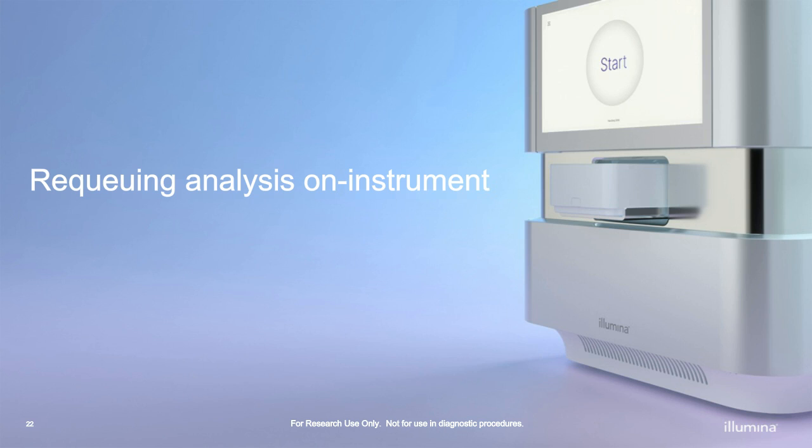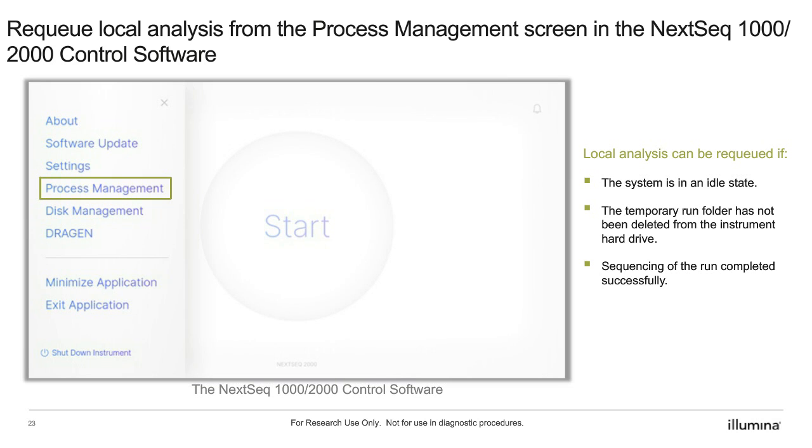Okay, so now that we understand what a V2 sample sheet is and how it drives our analysis, let's talk about kicking off a local analysis by requeuing on the instrument. Local analysis can be requeued via the control software process management screen.